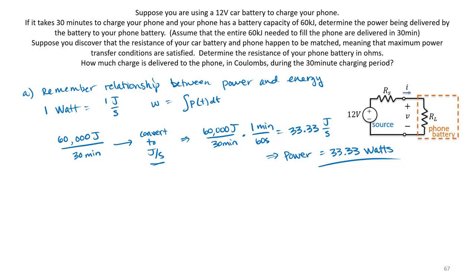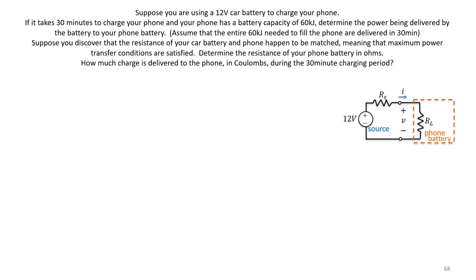Next part of the question says we discover that the resistance of our car battery and phone are matched and maximum power transfer is satisfied. So we are asked to determine the resistance of our phone battery in ohms. That's the resistance of our load. So we are told that maximum power transfer is satisfied. That means that our load resistance is equal to the source resistance here.